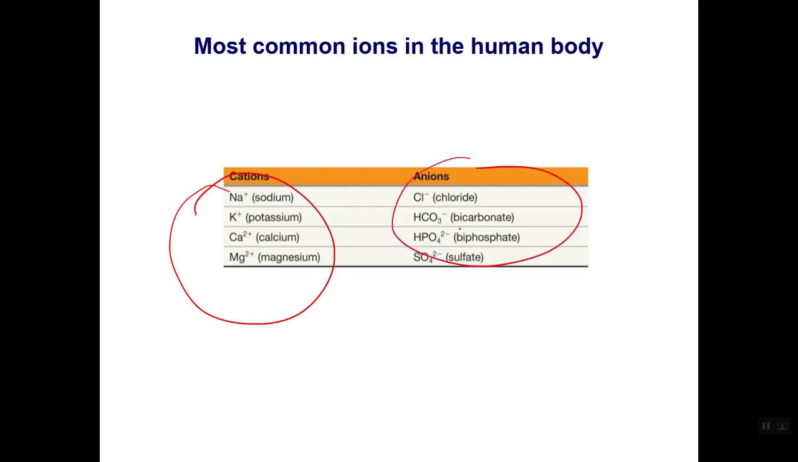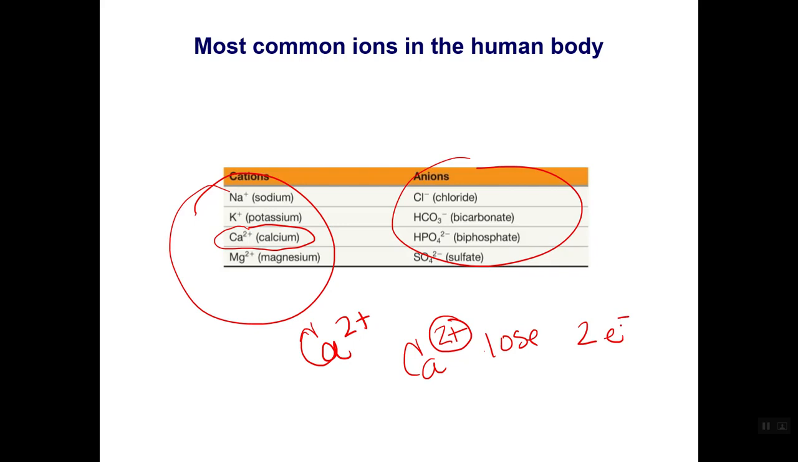Anions: chloride, bicarb, sulfate. Just to make sure we're understanding, if we have calcium 2+, how many electrons were gained or lost to get calcium 2+? Remember, we're starting off with an electrically neutral atom. In order to get to 2+, which is more positively charged, we would have to lose 2 negative charges. We can't gain 2 positive charges, right?